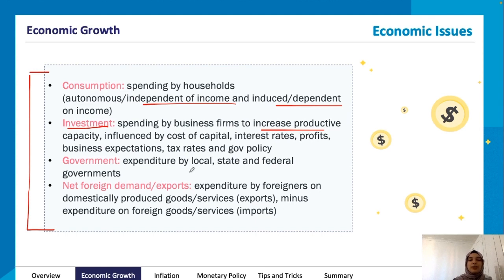Government, so expenditure by either the local, state, or federal government is known as the government area of aggregate demand. That's the example of, for example, the Dine and Discover vouchers, which was introduced by the state government, I believe. Net foreign demand, so exports, looking at expenditure by foreigners on domestically produced goods and services, which is exports, minus expenditure on foreign goods and services, which is imports, right? So if we have more exports than imports, it means we are actually making more money as an economy than we are giving away or buying. So that is where we can determine that.